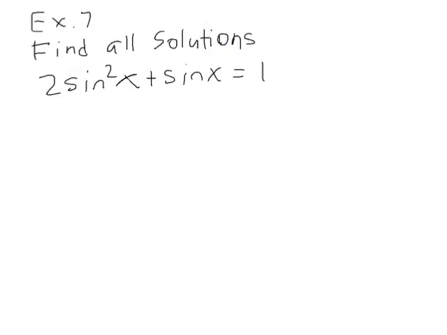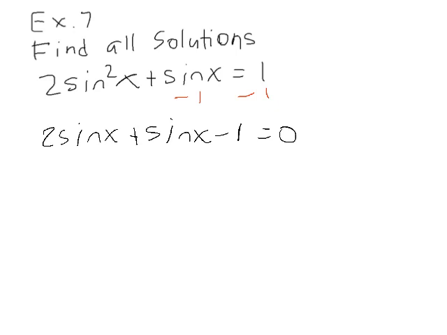Alright, so we're going to find all the solutions for 2 sine squared x plus sine x is equal to 1. So this is a really interesting question. Let's set it up and make it look like a quadratic by subtracting 1 from both sides. And when you do that, you're going to end up with 2 sine squared x plus sine x minus 1 equals 0.